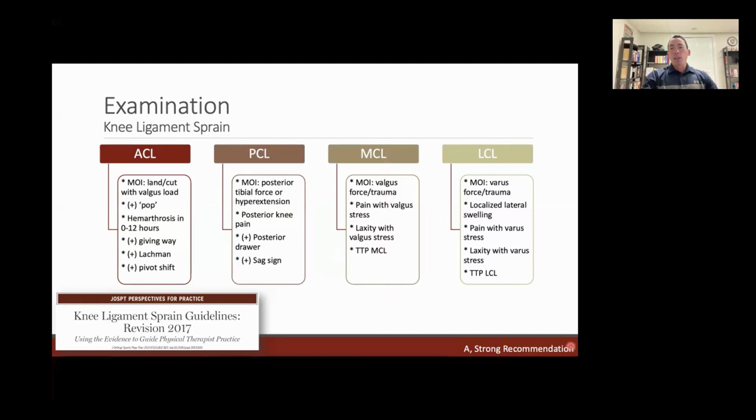And then the best special tests for the PCL are the posterior drawer test for straight plane posterior instability and the sag sign. The posterior drawer test is graded by the amount of posterior translation present and the end feel. And then the sag sign is graded as either positive or negative, depending on whether a sag sign is present or absent.